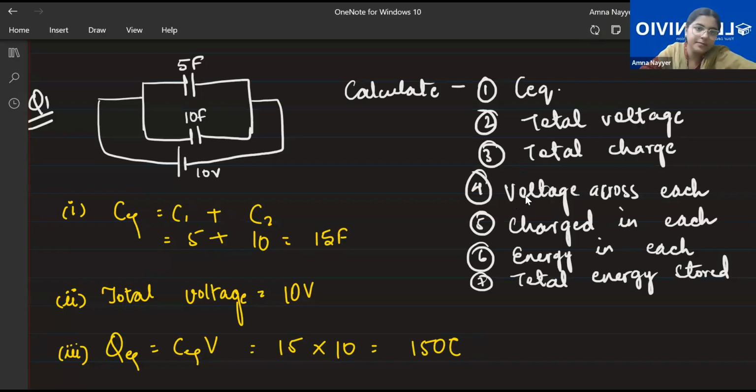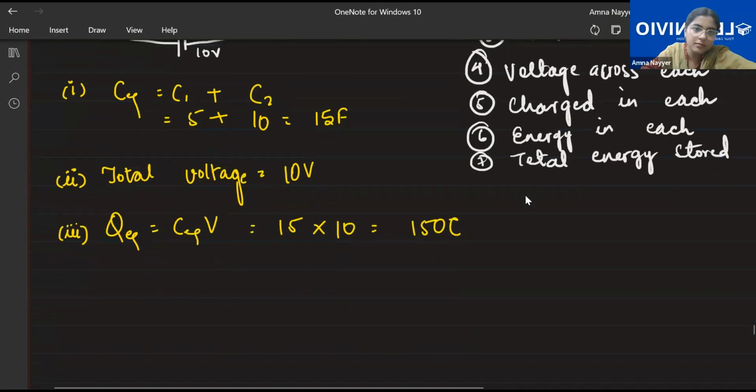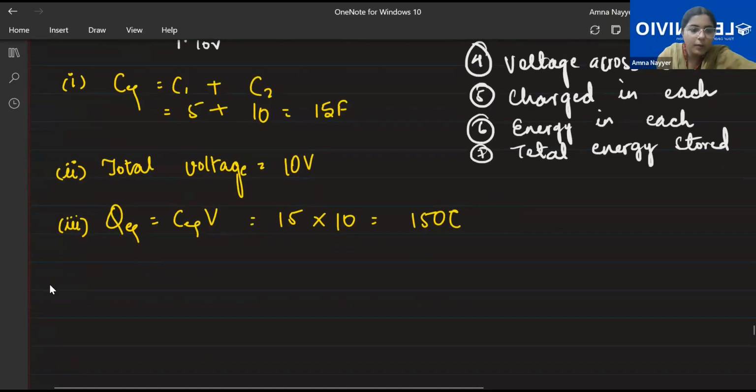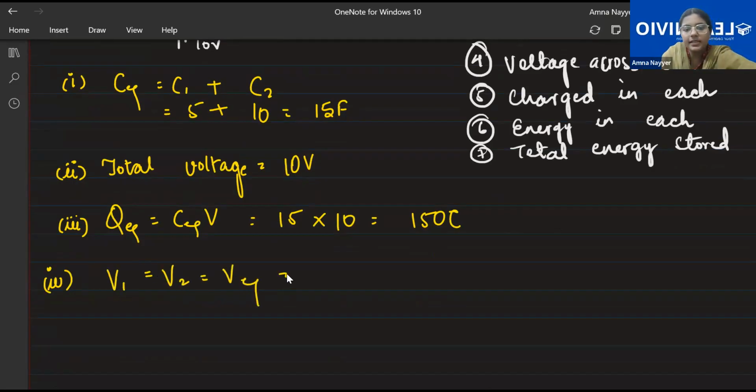That's 10 each. How much? 10. Very good. V1 will be equal to V2, which is equal to V equivalent. That is still equal to 10 volt only. Correct. Coming to the fifth one, charge in each. Charge will change. Q1 will be C1 into V.